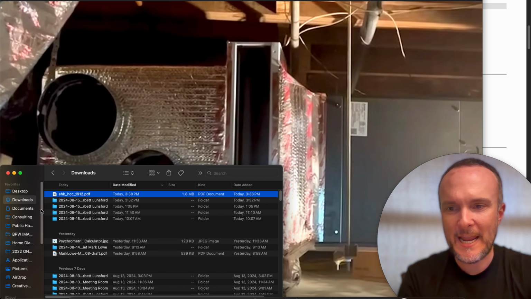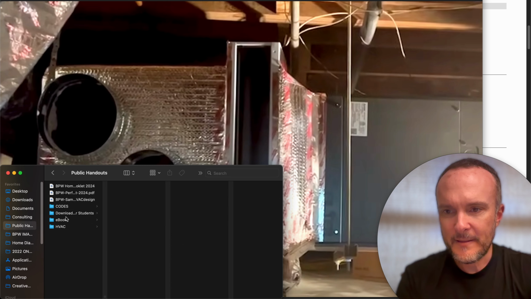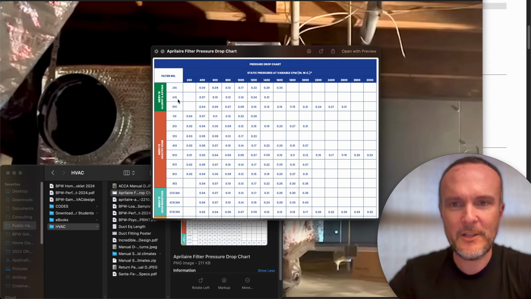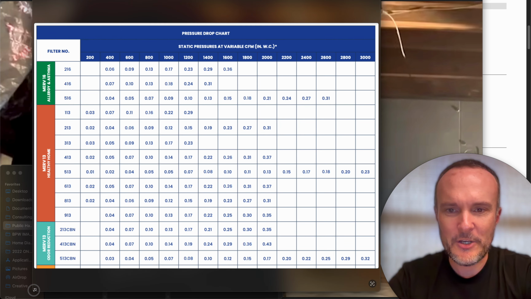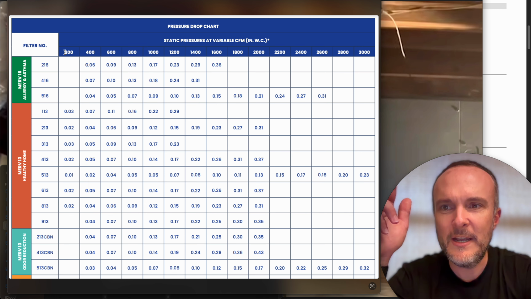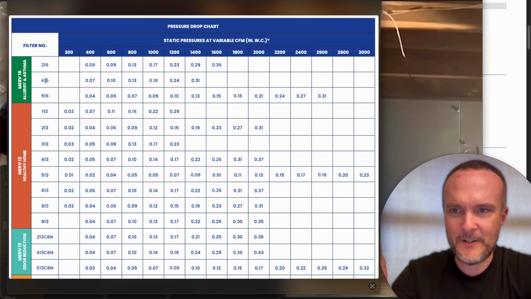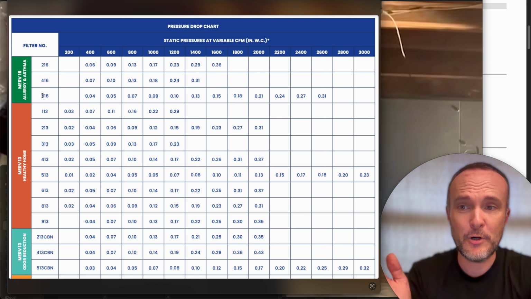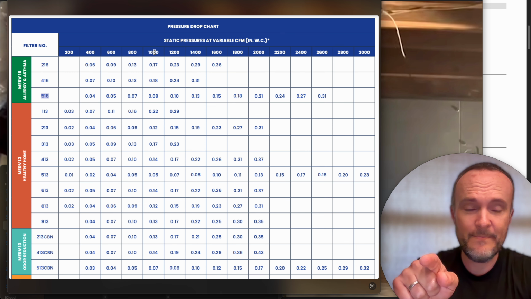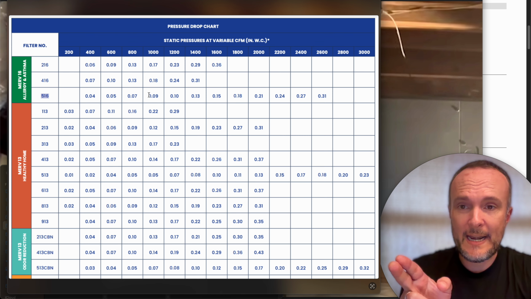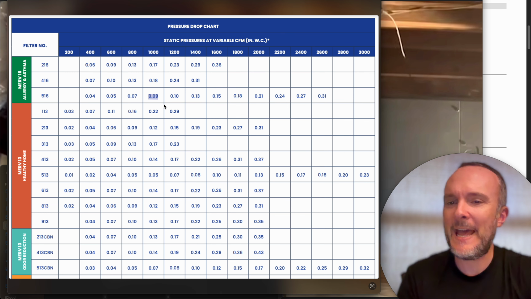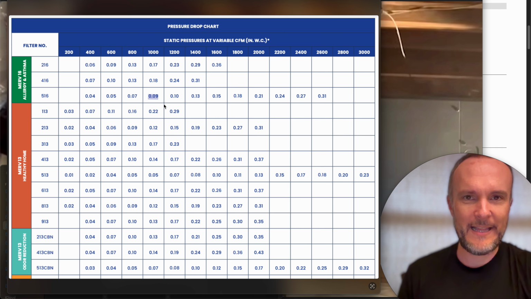So the reason that this size is so important is because they publish a filter pressure drop chart that looks like this. And we like this. You always want to find something that looks like this when you're buying a filter like this, because it'll tell you what the pressure drop is per the filter that you're looking at. The one that we're looking at here, if it was a MERV 16, it would be the 516. And if we're moving 2.5 tons of air in the air handler, that's 1,000 CFM. Through that, it's going to have a pressure drop of 0.09. That is beautiful. Anything 0.1 or less is awesome.